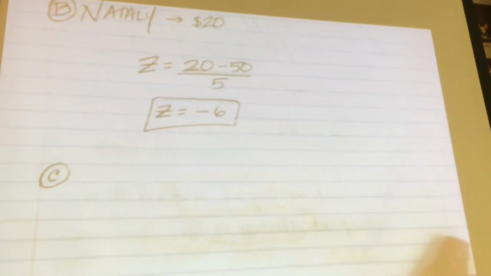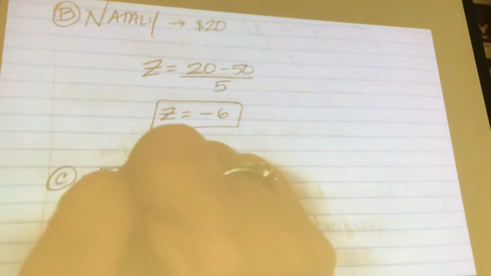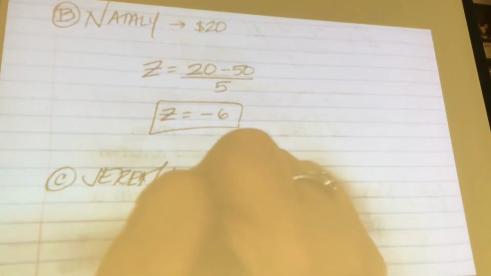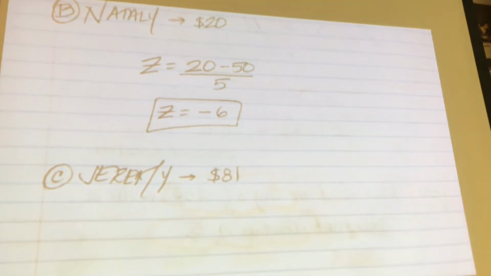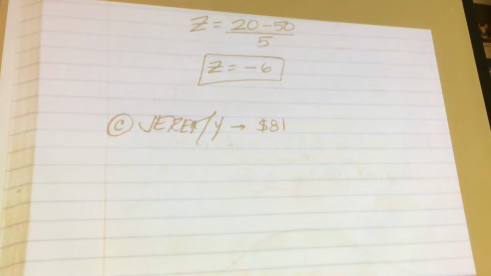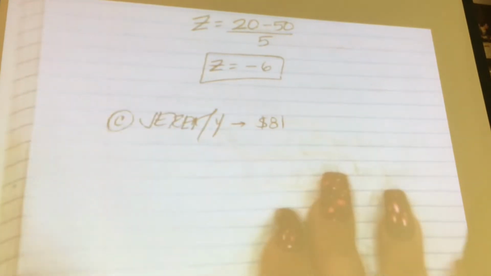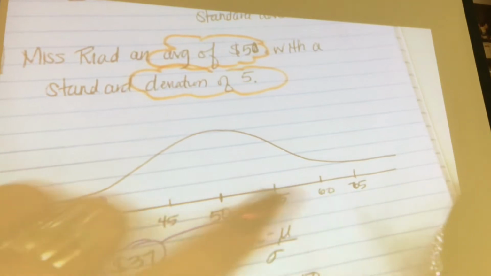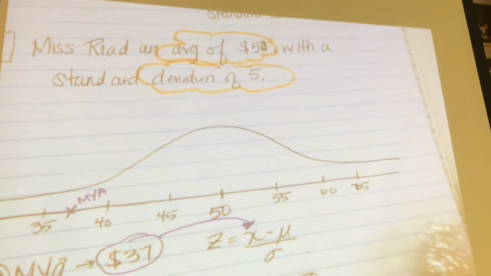All right. What if I gave Jeremy $81? Can you predict for me what his score is going to be about? Can you tell me if it's positive or negative? Is it more than 1? More than 2? More than 3? How do you know it's more than 3? It's more than 65, isn't it? It's definitely more than 65. So you know it's going to be bigger than 3.